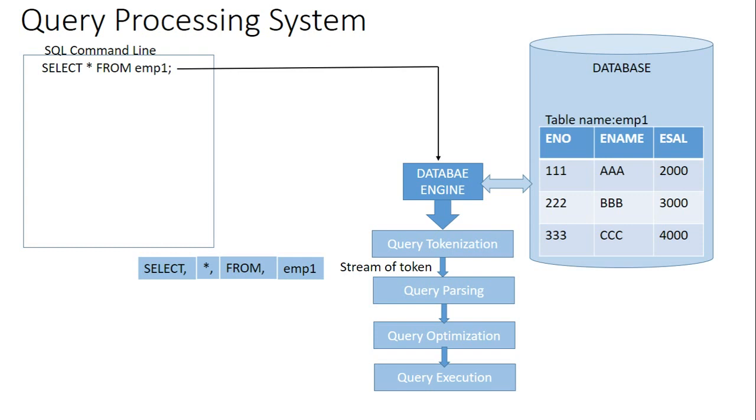Now this stream of tokens is passed to the query parsing phase. In the query parsing phase, these tokens are formed into a tree. So query parsing takes the stream of tokens and creates a query tree. This query tree helps us find whether there is any error in the query or not. If there is any error, then an appropriate message will be displayed on the command line.